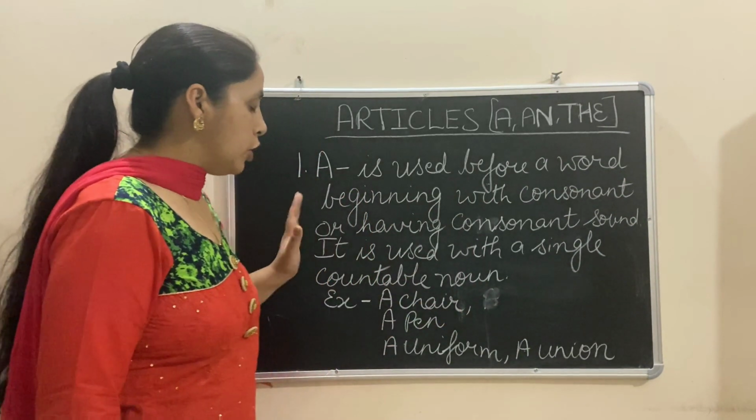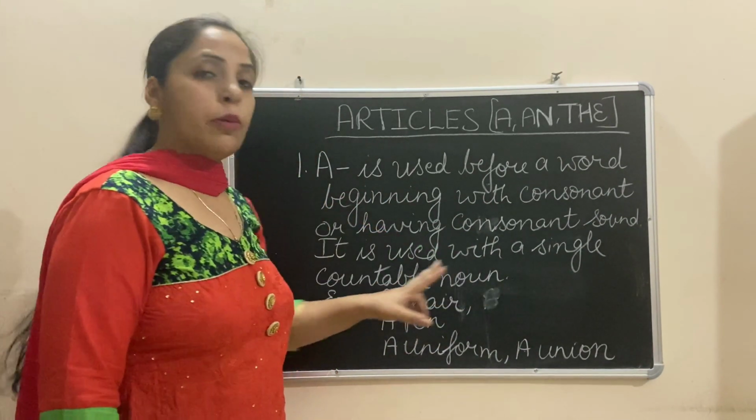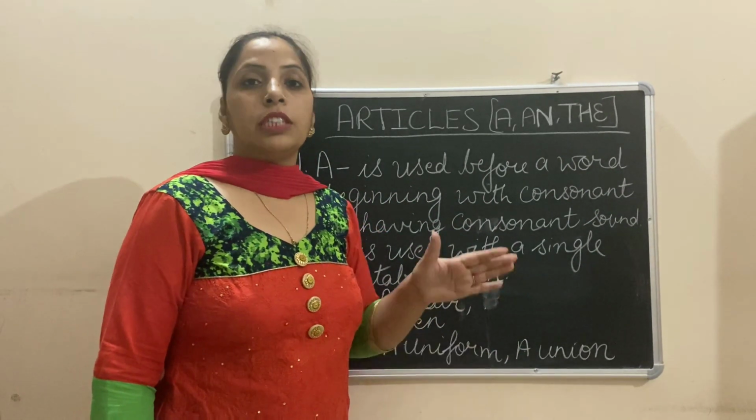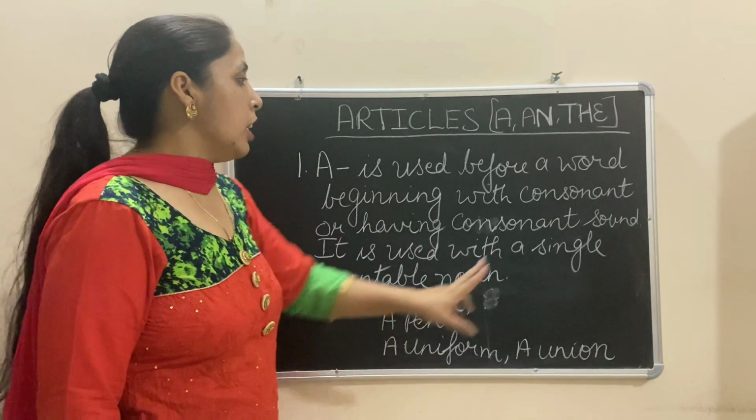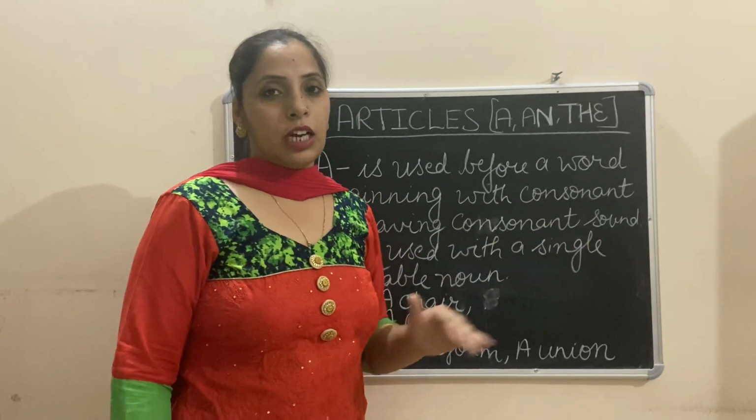So first of all, two things we should keep in mind. The first thing: it should be a single countable noun. We'll always use a with a singular noun. Second: it should start with a consonant or it should have a consonant sound.